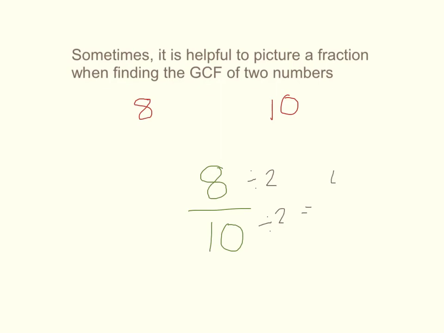8 divided by 2 is 4. 10 divided by 2 is 5. There are no other numbers that can go into 4 and 5. So I've already simplified my fraction, but by doing that, I've also already figured out that the greatest common factor of 8 and 10 must be 2.